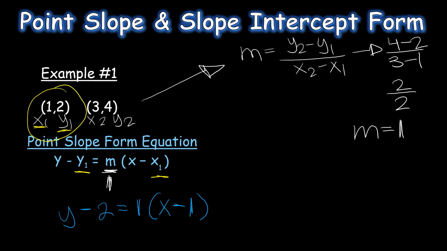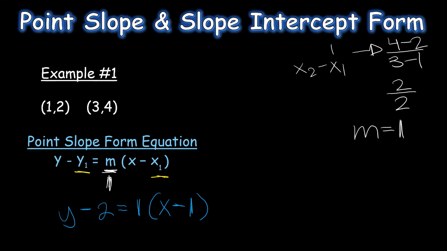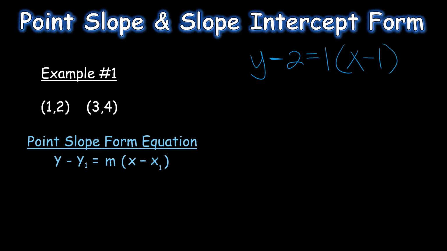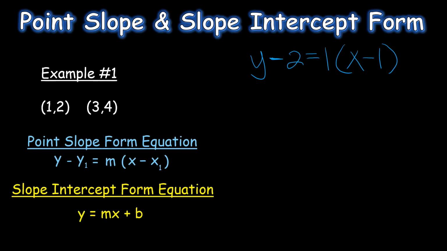Now I'm going to go ahead and erase all of this here so we can start out on a blank screen to find out our slope-intercept form equation. So now I'm just going to rewrite our point-slope form equation, which we found, which is y minus 2 equals 1 times x minus 1. And for our slope-intercept form equation, we have y equals mx plus b. And all we have to do is to just solve this equation and simplify it.